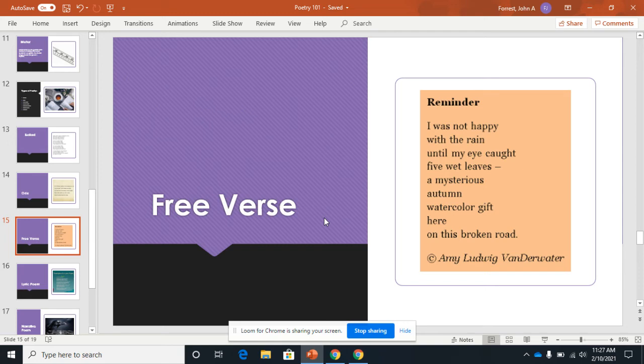As the name suggests, free verse is a poem that is free from any limitations. It does not have a regular rhythm, nor does it have a regular rhyme scheme. So you're not going to have that A, B, B, A rhyme scheme in a free verse poem. It's not going to rhyme. "I was not happy with the rain until my eyes caught 5 wet leaves, a mysterious autumn watercolor gift here on this broken road." So you see that there's no rhyming words in this poem, nor is there any sort of rhythm, right? It's just kind of short and choppy and broken up. That's free verse, as the name suggests.